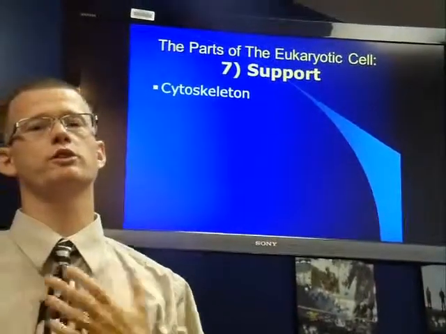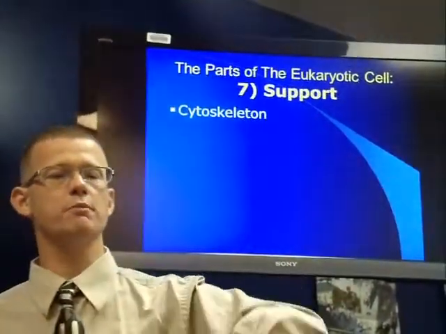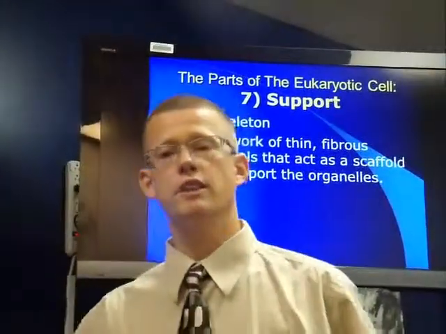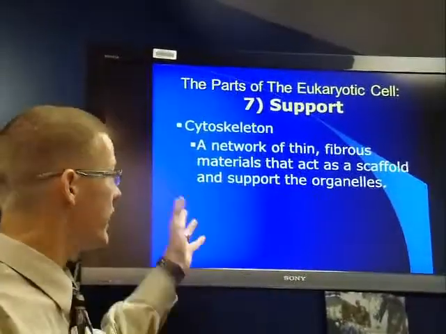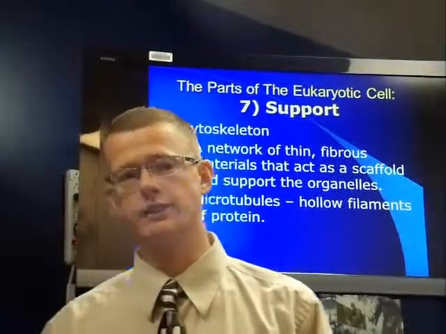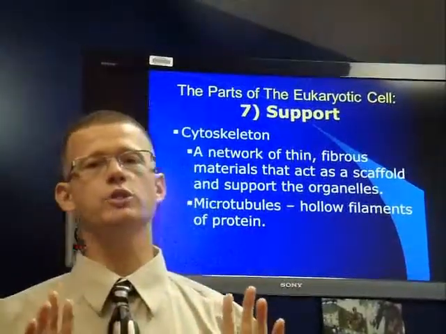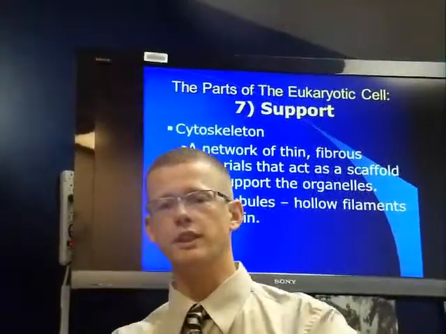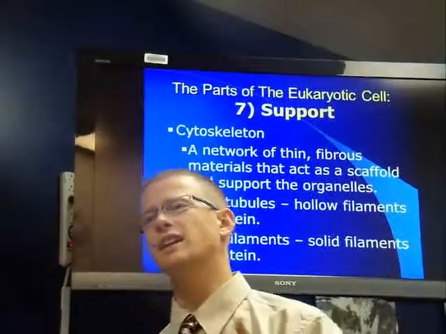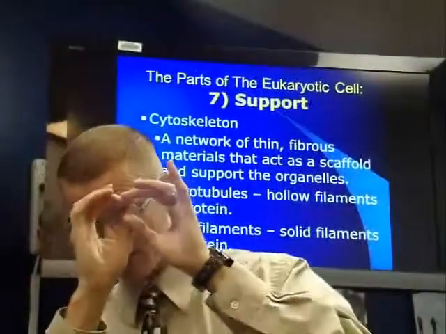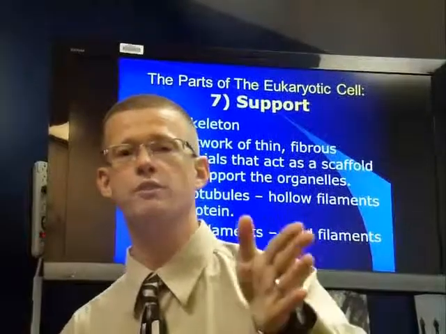Now, a cell needs some sort of structure, just like we need bones to help support our muscles and our skin. So they have something called the cytoskeleton. Now, what it is basically a small network of thin fibrous materials, and what they do is they act as a scaffold of sorts, a structure to help support the organelles. Okay. Now, they contain two different elements to help them in this process. The first one is called microtubule. A microtubule is simply a hollow filament of protein. Think of it kind of like a straw. It has an outside layer, but if you were to look at it with a microscope, you'd see right through it.